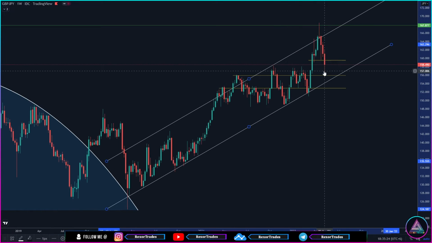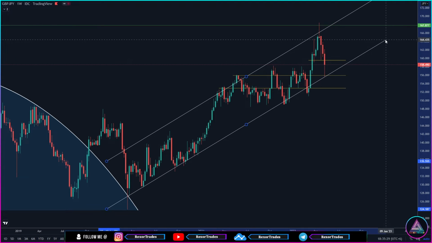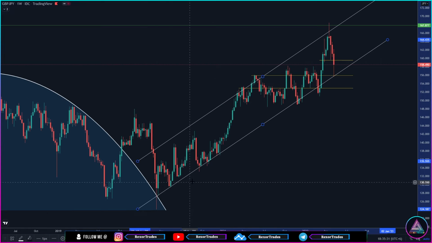But if it continues with further bullish move from here, then you can also adjust this uptrend channel something like this. It would also still respect this uptrend channel over here.